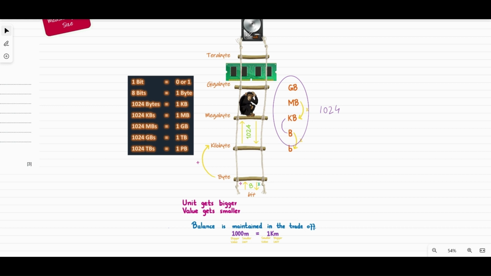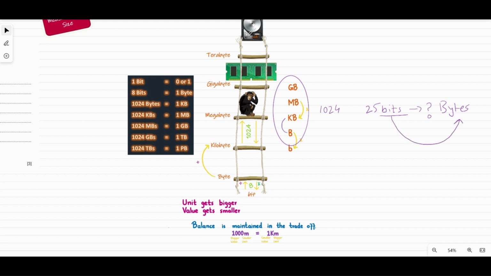As a quick example, if you are given 25 bits, and I ask how many bytes are in it, the first question is whether to divide or multiply. What we want is the smaller unit to get bigger. So as a trade-off, the bigger value must get smaller. There won't be 25 with the bytes, but a smaller value, because we have a bigger unit here, and a bigger value here. So value must trade off with the unit.